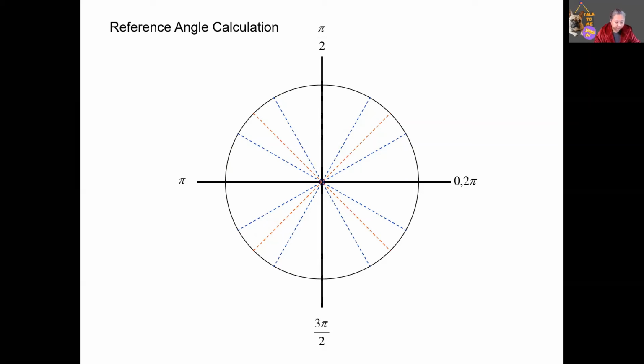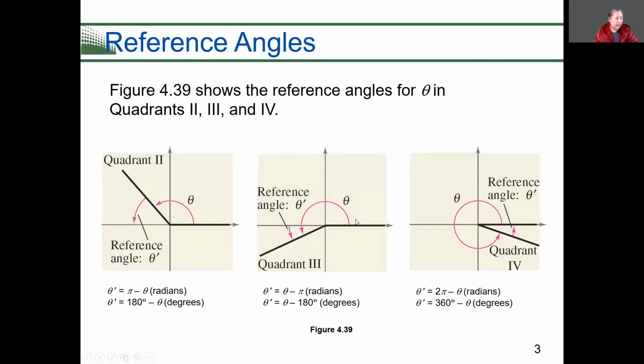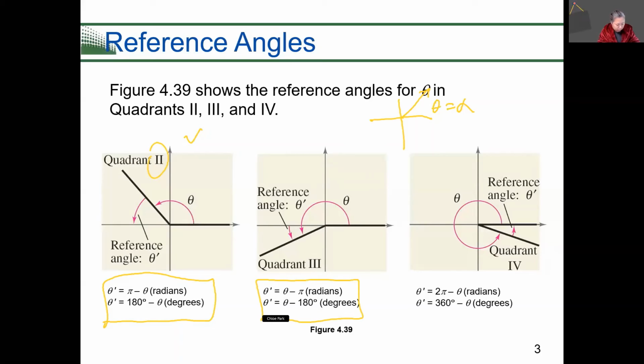That's good. Okay. Then this slide shows, except for quadrant 1, quadrant 1 is just itself, so theta is alpha. Then this is the formula for quadrant 2. This is the formula for quadrant 3. This is the formula for quadrant 4. Now this is the piece. This is the piece. This is the piece.